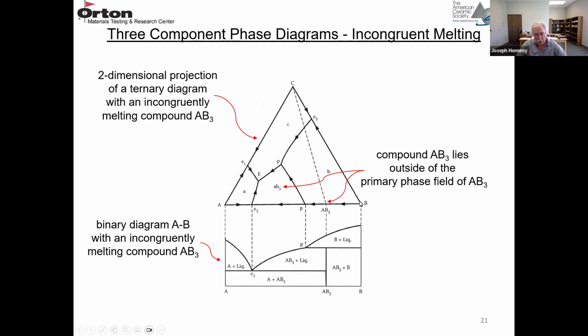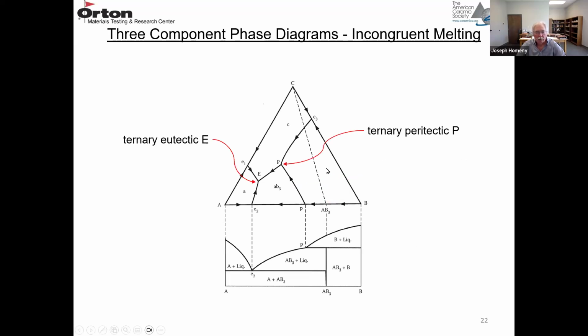And if you look at the binary phase diagram along AB, you can see that AB3 is an incongruently melting compound. AB3 melts to another crystal phase B plus a liquid of a different composition, and that liquid composition is at point P. So on this diagram, this is a ternary eutectic E, and then point P is a ternary peritectic because we have an incongruently melting compound that corresponds to this peritectic point P.